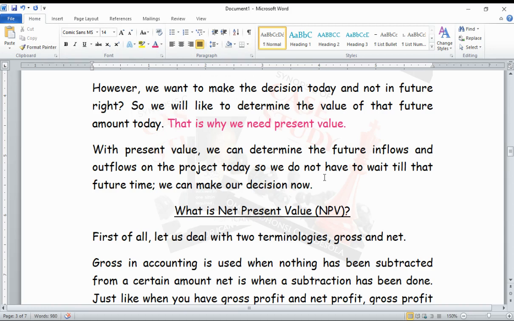A decision that will occur in the future. We want to make it today. So we have to get today's value, present value. Now, what is net present value?